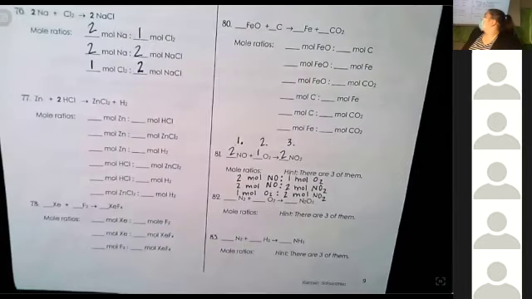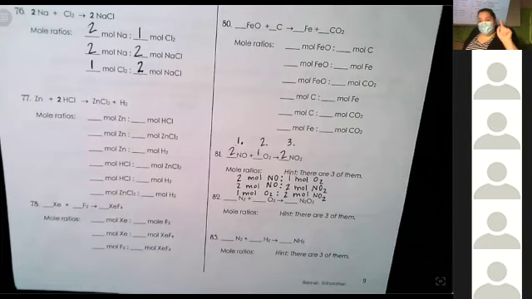Because what we're about to do is use what we know about mole ratios to do some math. We didn't really do any math here, but we're about to. Lucky for you guys, the math is really easy. So that's nice. Okay.